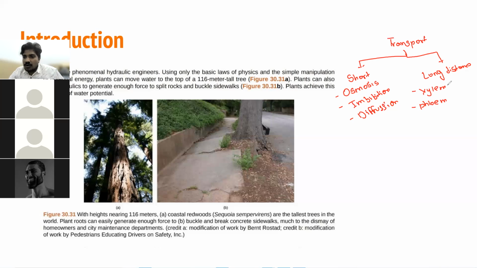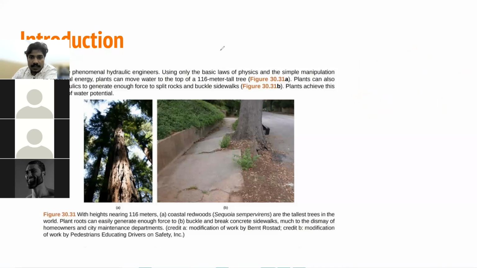You all know that in the xylem, water and mineral transportation takes place, and in the phloem, the food which is synthesized is transported. Along with this food, some organic matter like hormones and other chemicals are also transported. First of all, we will start our chapter with the processes involved in short distance transport.